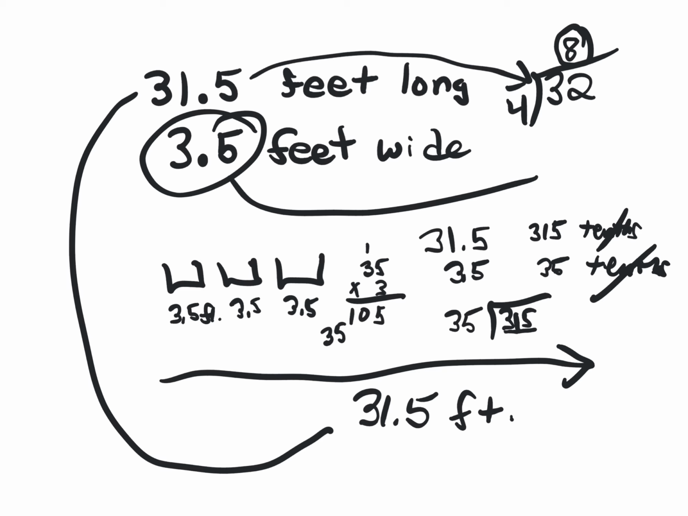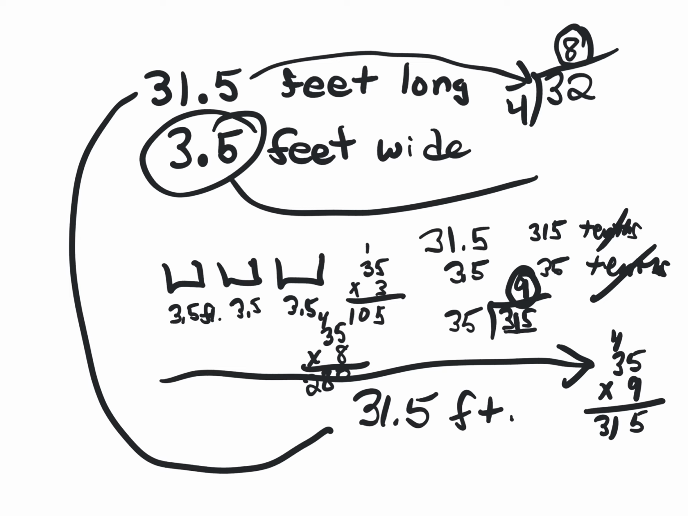So let's try 35 times 8. 8 times 5 is 40. 8 times 3 is 24, plus 4 is 28. Okay, let's try one more. We'll go 35 times 9, 45. 9 times 3 is 27, plus 4 is 31. There it is, 9. So we need 9 booths to get 31.5 feet long.